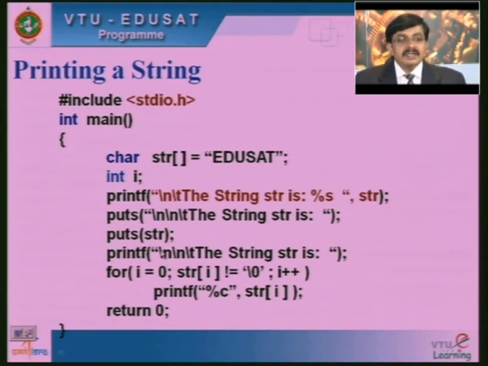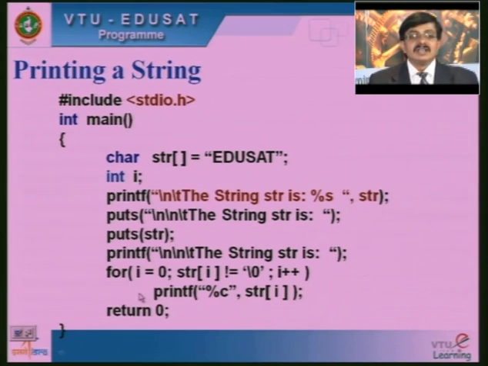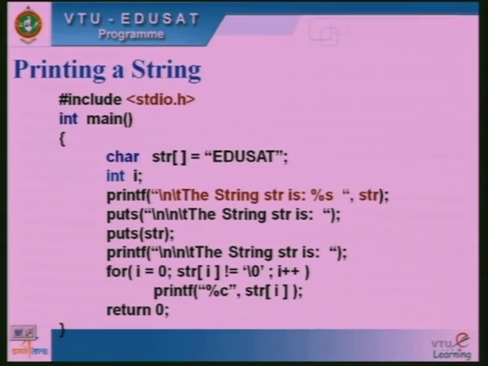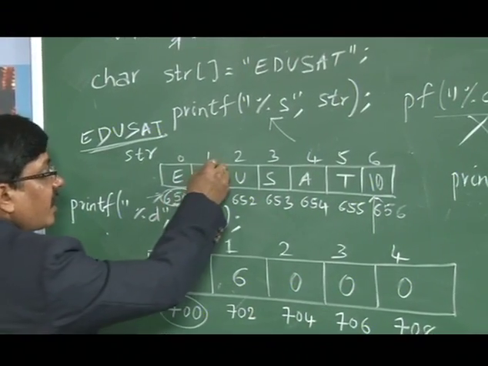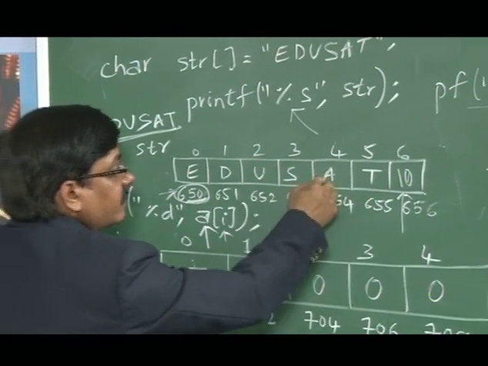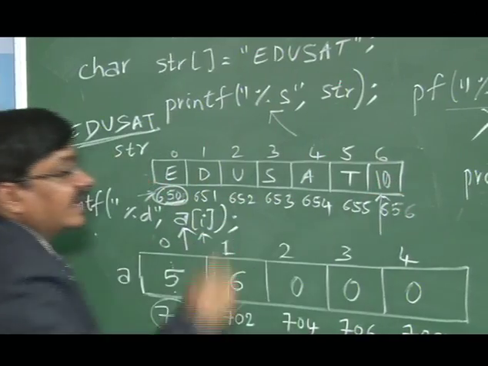After that, another method of printing the string is character by character. Here printf, the string str is, again I am reprinting the same string, but now character by character. This makes the difference between %s and %c. So, i equal to 0, str[i] not equal to the null character, i++. You can see in the storage, as I told you, str[0] is E, str[1] is D, str[2] is U, str[3] is S, and similarly str[6] is a null character.